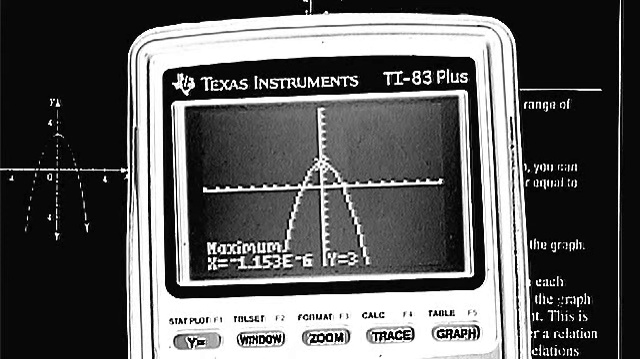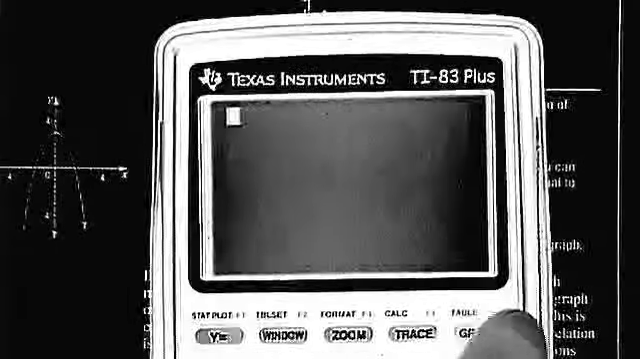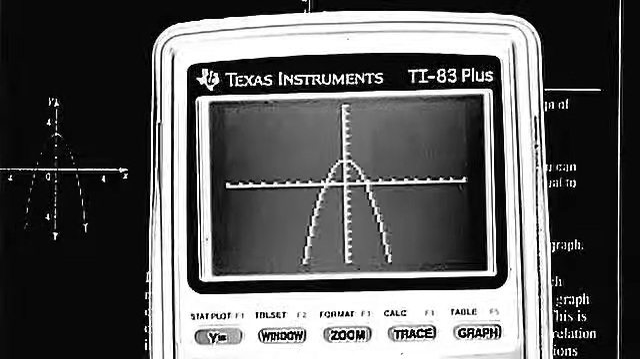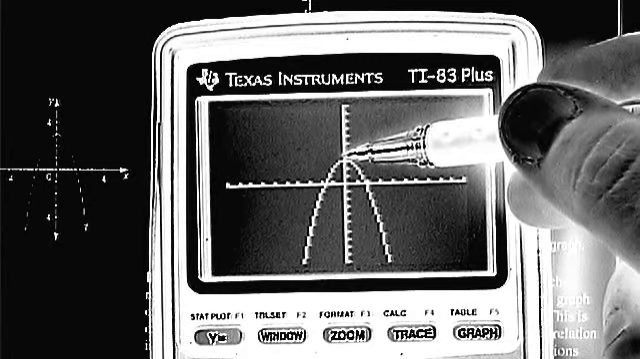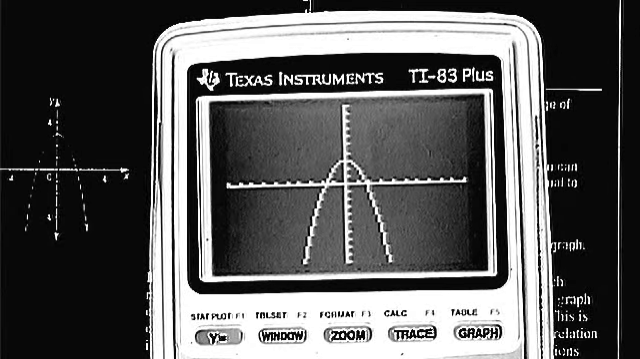So anyway, those are a couple more things on the graphing calculator that you can use to help you find domain and range. Oh, by the way, since the maximum is 3, then the range would be anything 3 or below. We usually say y is less than or equal to 3.